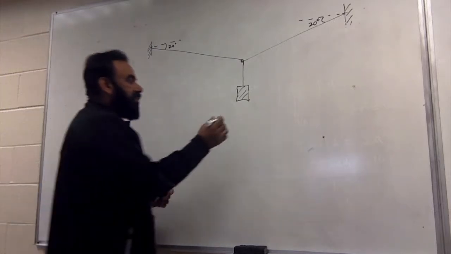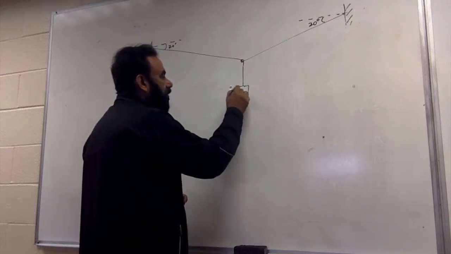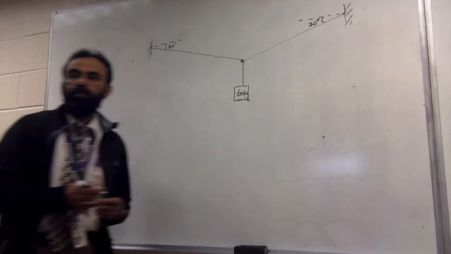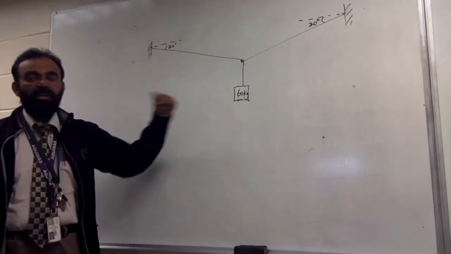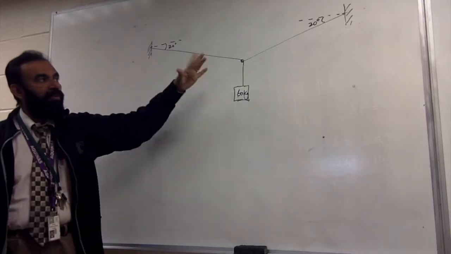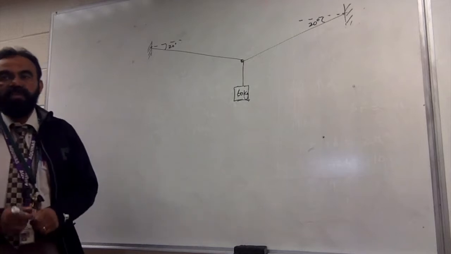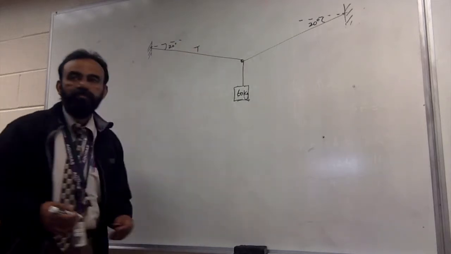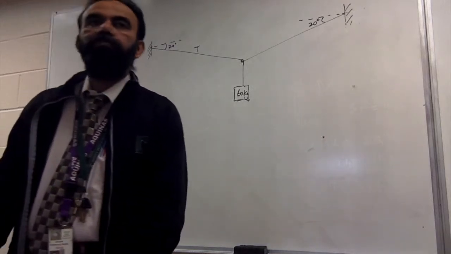And the boy weighs 60 kilograms. So a 60 kilogram boy hanging from a rope like this. The question is this: what is the tension on the rope?